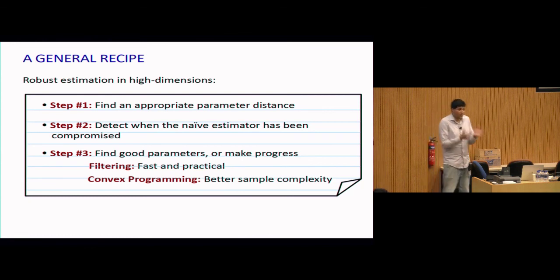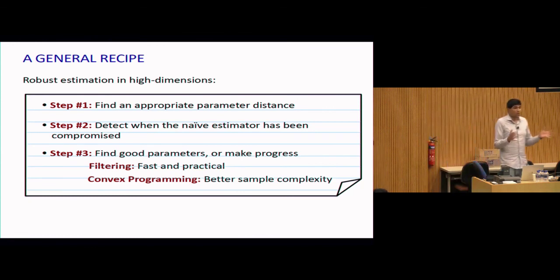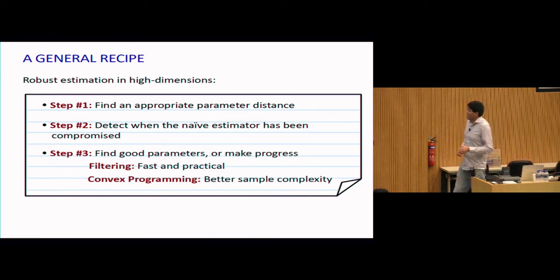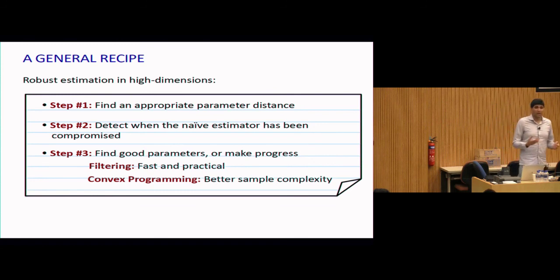The way this recipe is going to work is that I'm going to find some other parameter distance, which is equivalent to total variation distance for Gaussians. And then I'm going to do something much more naive than something like a Tukey median or what have you. Instead, I'm just going to use the empirical mean. We know that that doesn't work, but instead I'm going to be adaptive and figure out when the empirical mean has been compromised and use that to detect where the adversary has added corruptions.